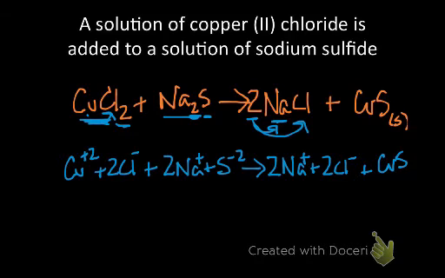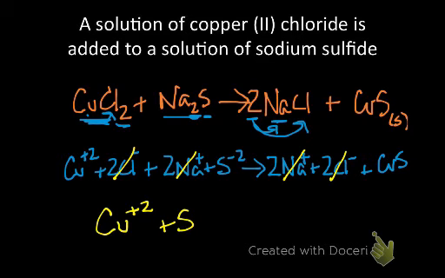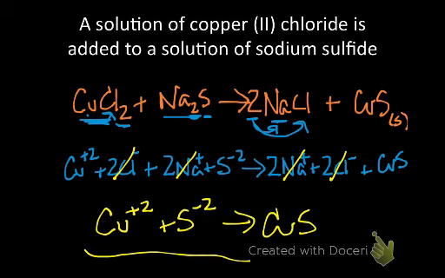Our next step now is to look and see if it's possible to cancel anything out. If we look at what we have here, we can cancel out our 2Na+ and we can cancel out our 2Cl-. Then we're going to rewrite what's left to show what our net ionic equation is. So we have Cu2+ plus S2-, which gives us CuS. That would then be our net ionic equation.